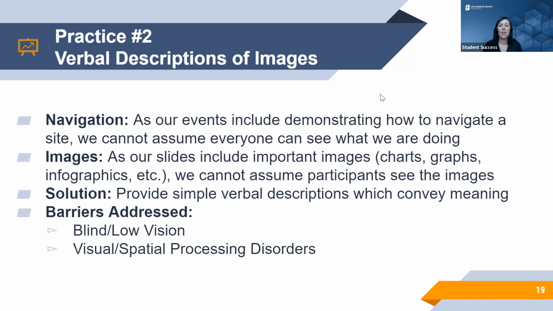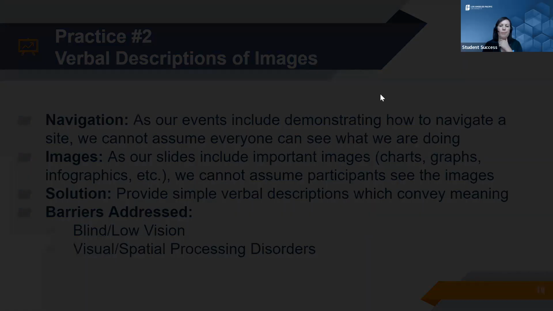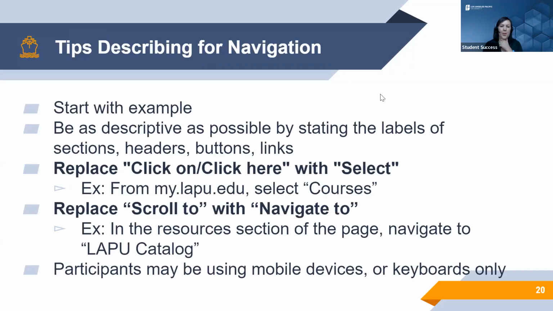So the solution that you can do very simply and quickly is to provide some sufficient, simple verbal descriptions that convey the meaning of what you're showing. This is instrumental for our blind, low vision population, or those that have visual or spatial barriers where just tracking what's happening on a screen is something that could be quite difficult.